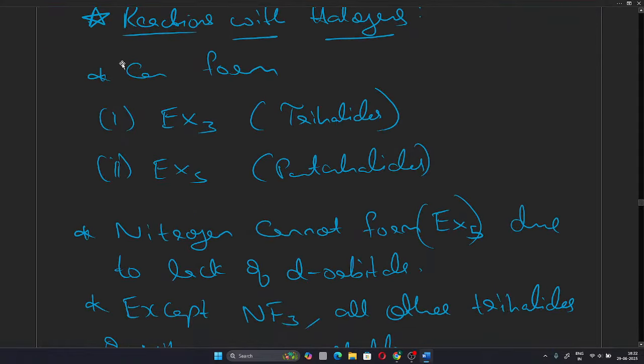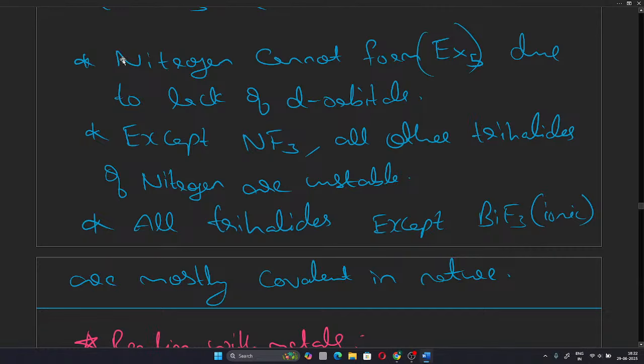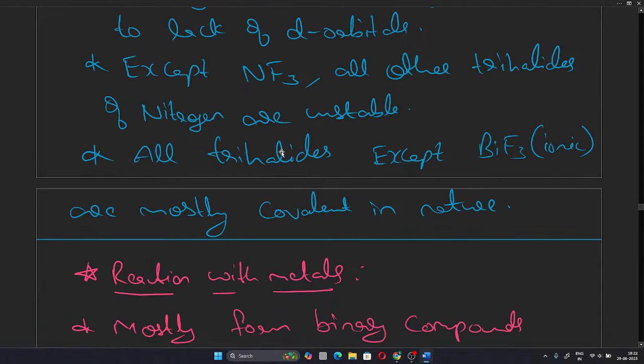Reactions with halogens can form trihalides and pentahalides. Nitrogen cannot form pentahalides due to lack of d orbitals, except nitrogen trifluoride. All other trihalides of nitrogen are unstable. All trihalides except bismuth trifluoride, which is ionic, are mostly covalent in nature.